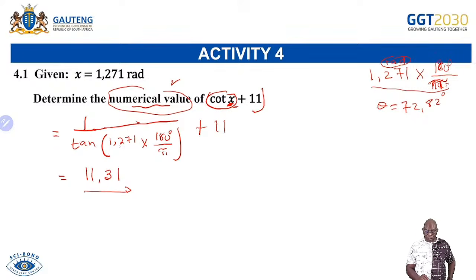If I go and punch in 1 over tan of 1,271, I'm not going to get it right, because you're working with ratios that need degrees. Remember that those ratios work with degrees. That's a trick for you. In the first question, you'll see it is calculator work. So in other words, we use a calculator in that question.